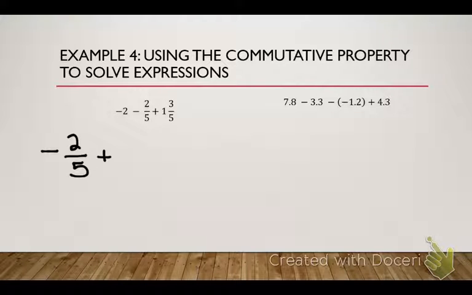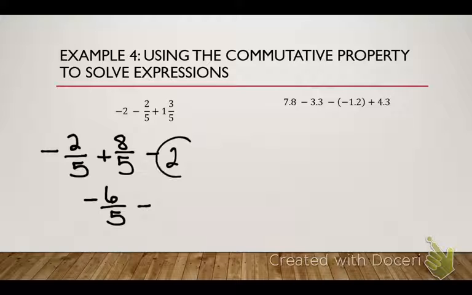What's 1 3/5 as a fraction? 8/5. Improper. Yes, 8/5. Minus 2. So what's negative 2 plus 8? Negative 6/5. Minus, what am I going to have to multiply 2 by to get a denominator of 5? Because this is technically 2/1. I multiply by 5, top and bottom, so minus 10/5.